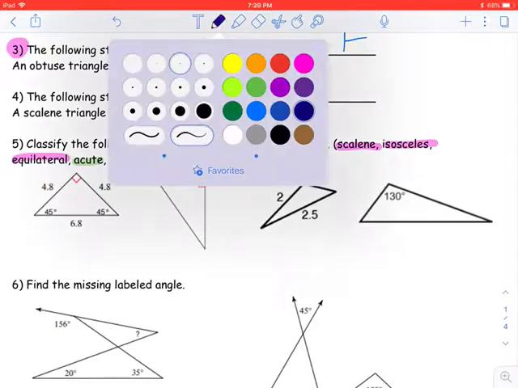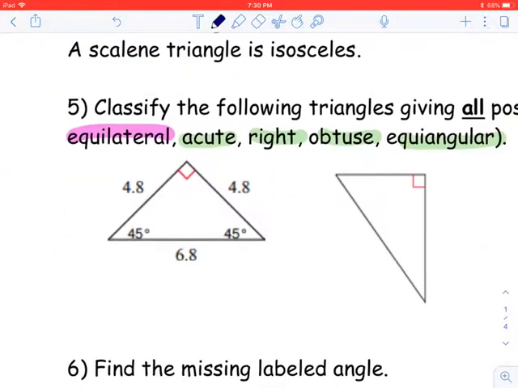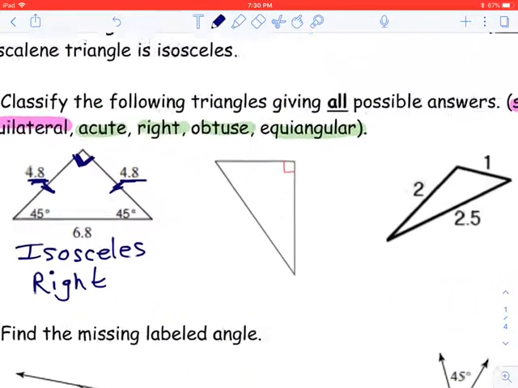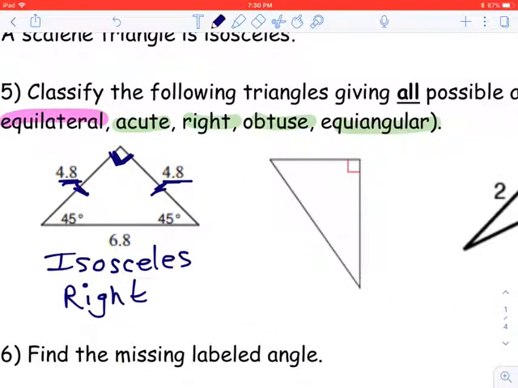All right, so looking at the first one, I've got 4.8 and 4.8. So that is 2 congruent sides, so it is isosceles. And then for angles, look at this. I've got a right angle, so automatically it's a right triangle. Same thing here. This one's a right triangle as well, but doesn't have anything going on with the sides. They're all different. So it's a scalene right triangle.